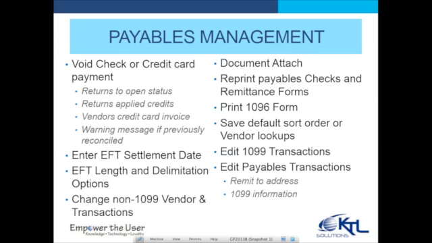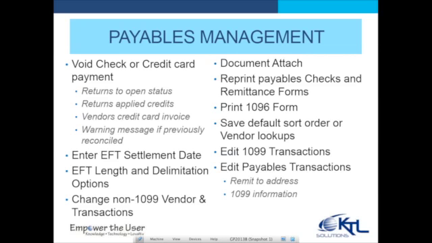They've added the reprint payable checks and remittance forms. So if a vendor doesn't have or lost their remittance, you can reprint that and just email it off to them. You can print the 1096 form. However, just like the other forms in Great Plains, it doesn't print on pre-printed forms. I'm sorry, it doesn't print the form. It only prints on pre-printed forms.